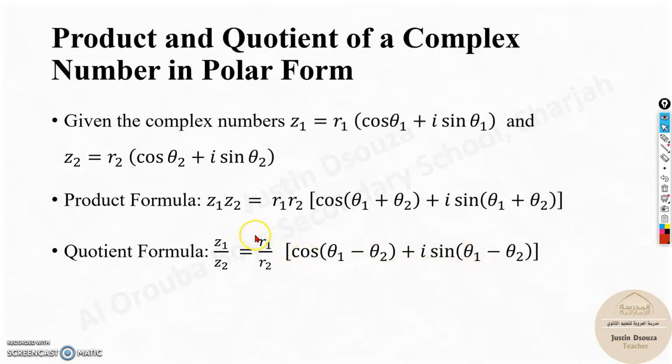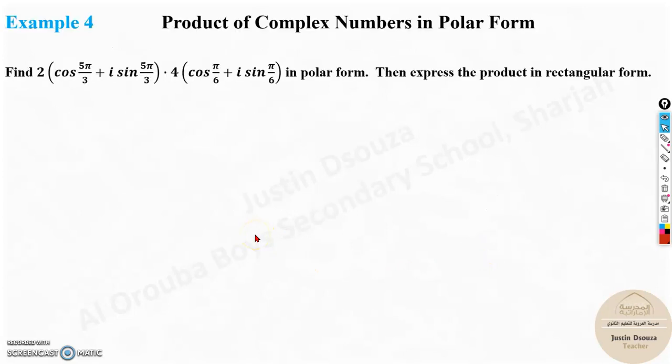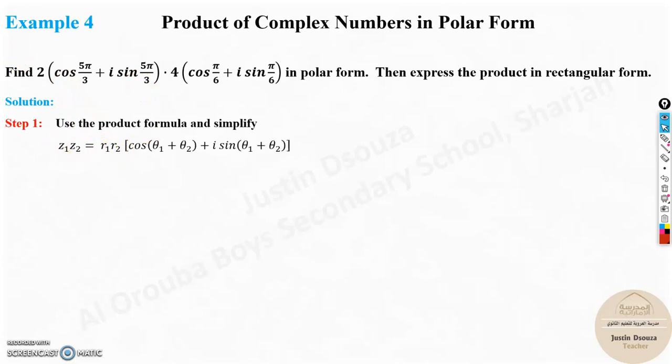Let us look into problems. You will understand how we can solve this practically. Now here, find the product of these two complex numbers which are in polar form, then express the product in rectangular form. So after you find the answer, it's not over; you need to convert it to rectangular form. First, use the formula, that is r1 r2. Over here, it is 2 multiplied by 4, cos of 5 pi by 3 plus pi by 6, plus i sine of 5 pi by 3 plus pi by 6.